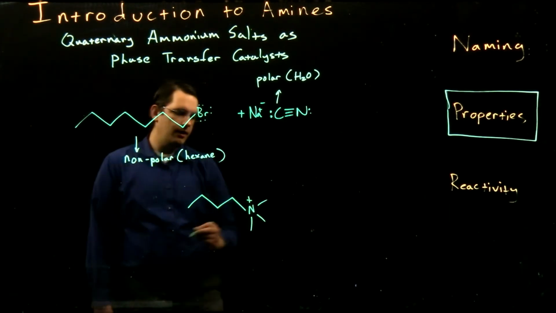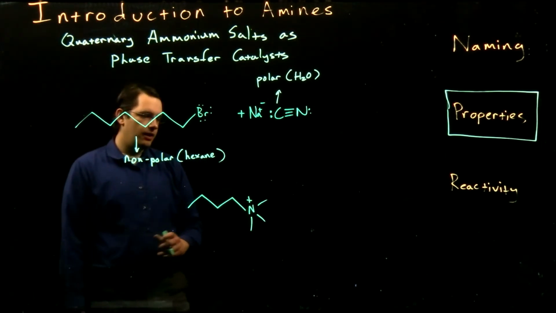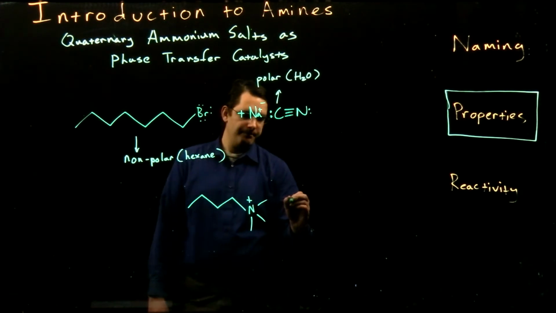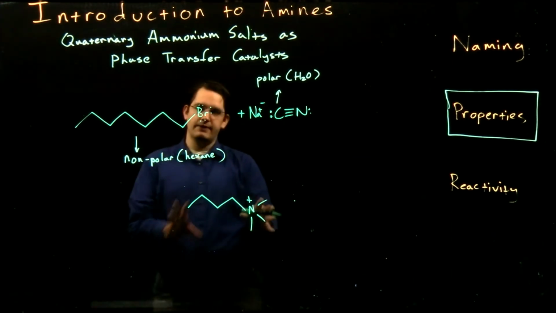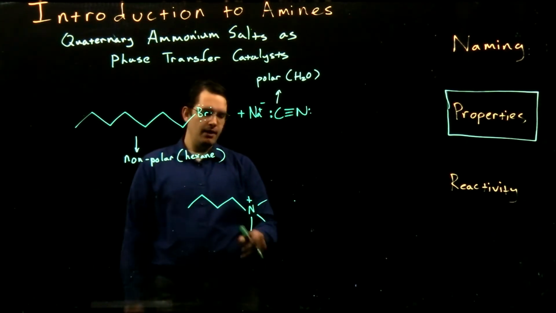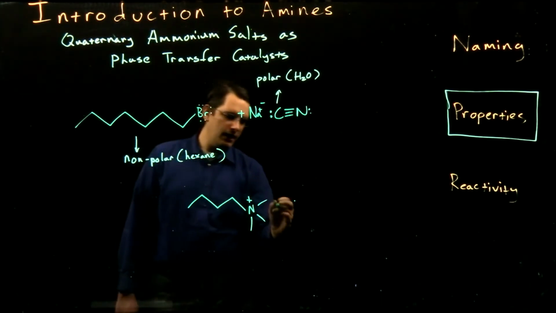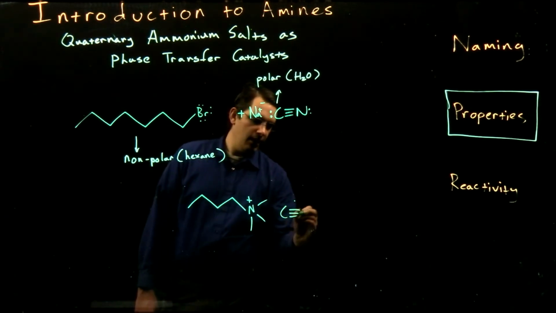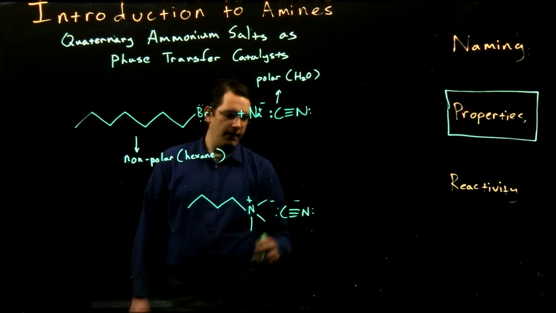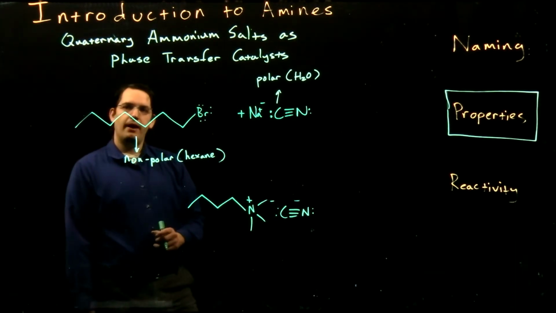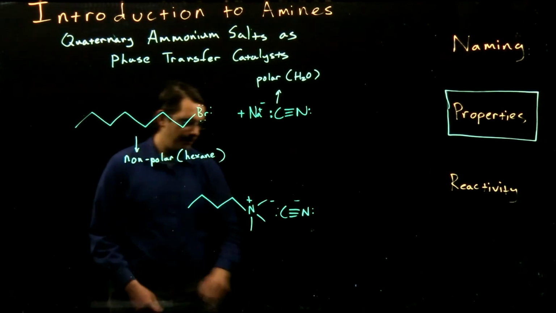So we have our carbons attached to our nitrogen to give us that positive charge in our quaternary state. And our quaternary ammonium salt, right, so it's somewhat nonpolar, but then it also has that positive charge. And so the cyanide ion, our nucleophile, can come in here and interact with the positive charge of our quaternary ammonium ion.